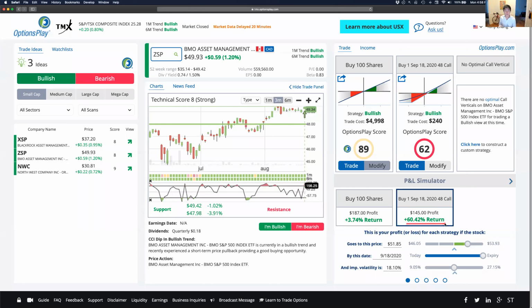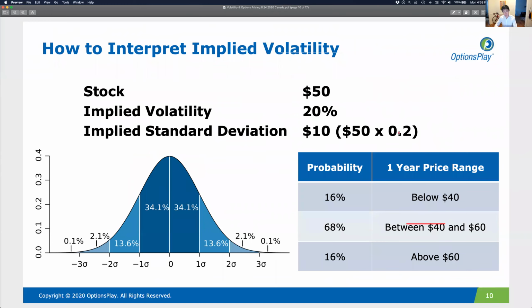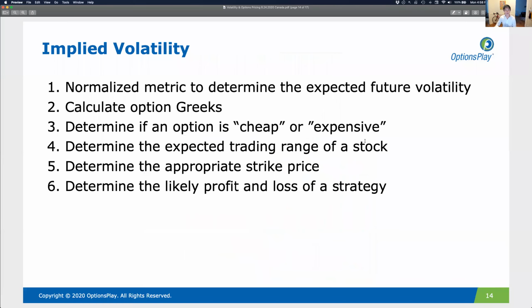So these are all the different ways that volatility is connected to all the different aspects that you have to look at when you're trading an option. Strike selection, P&L calculations, these are all really important factors to remember. So when you're thinking about trading options, these are all things that you want to remember. So a quick summary, implied volatility: it is a normalized metric, meaning it's always calculated based on the annualized expected future volatility. It's calculated off of the call and put price of an option.